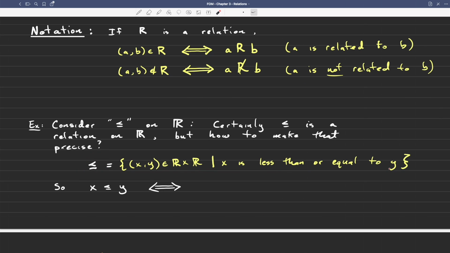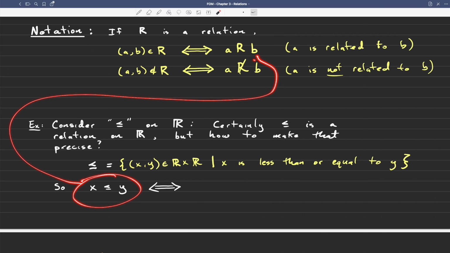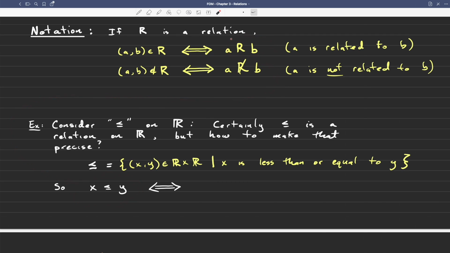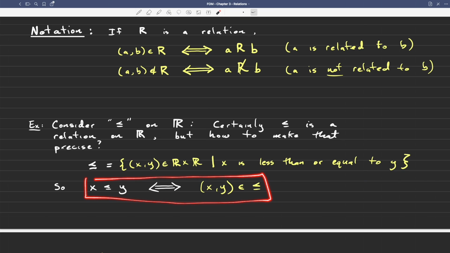So whenever you make the statement x less than or equal to y, another way to say that, according to our notation up here, is this: the notation x less than or equal to y is like the right hand side up here, where you have the R in the middle. That would be the same as saying x comma y is an element of less than or equal. Both of these things are interchangeable.